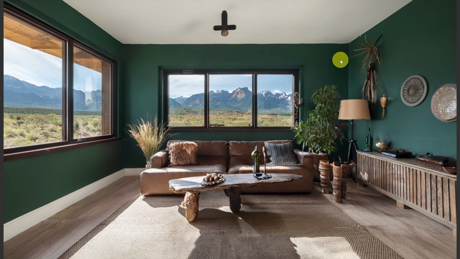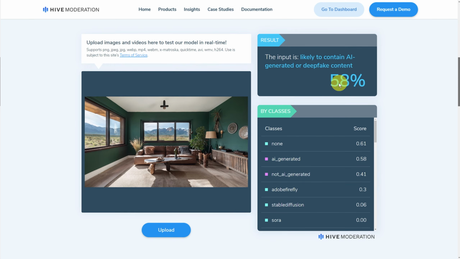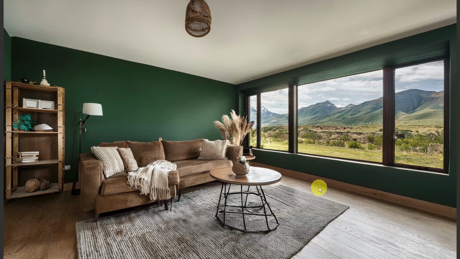So let's start with this image here. And if you look closely as you're watching here, you'll see there's AI stuff that's a dead giveaway in here. So when we do take a look at this in Hive Moderation, sure enough, we can see there's a 58% probability that it's likely to contain AI-generated or deepfake content. Now, that image was generated from Adobe's Firefly, and I did other ones too, like this one here, and this looks a little bit more realistic.